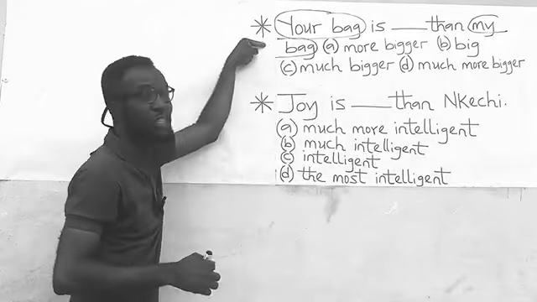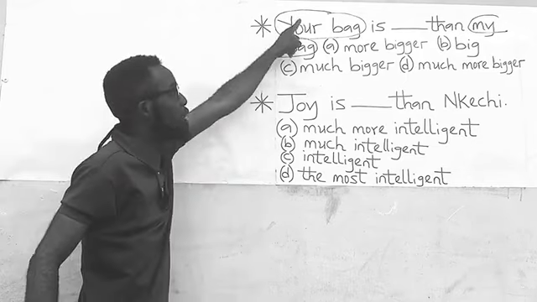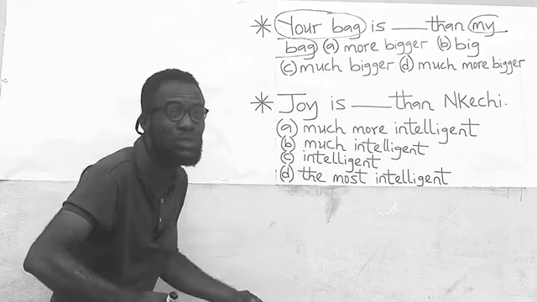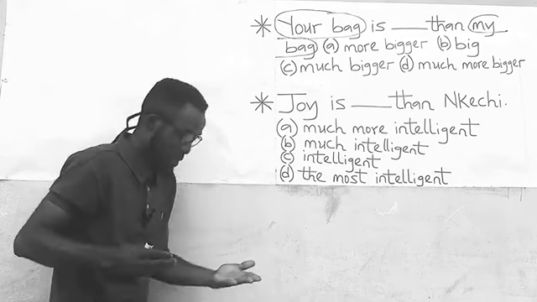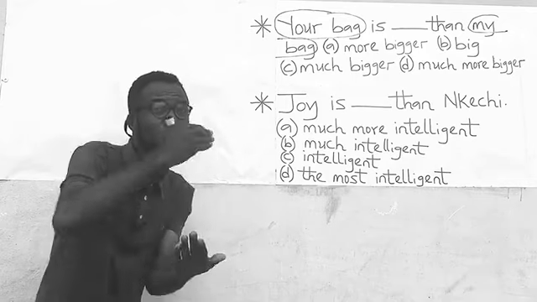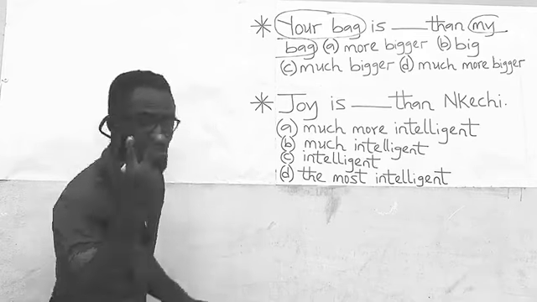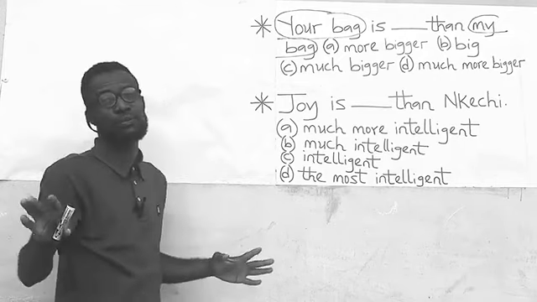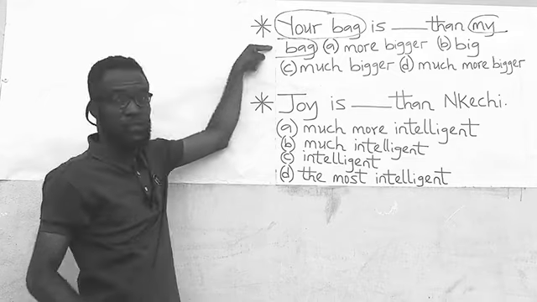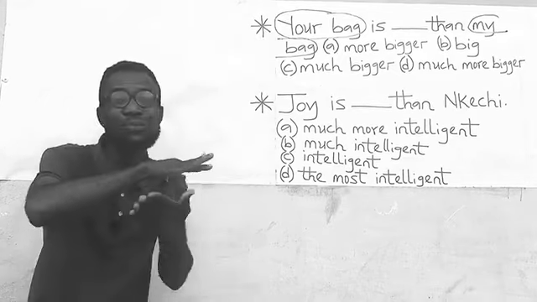Two bags are compared here in terms of size. Your bag compared with my bag in terms of size. And we have said that if the number of persons or things compared in the question is exactly 2, then we should be using a comparative adjective. Insofar as the number of bags compared here is 2, we should be using a comparative adjective.